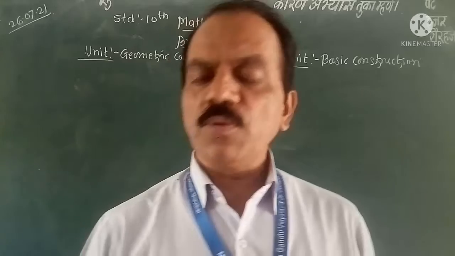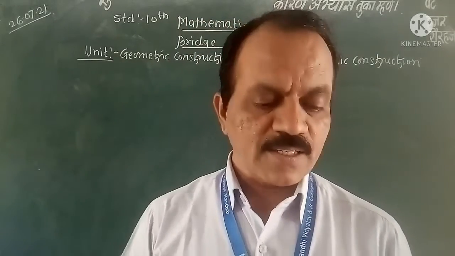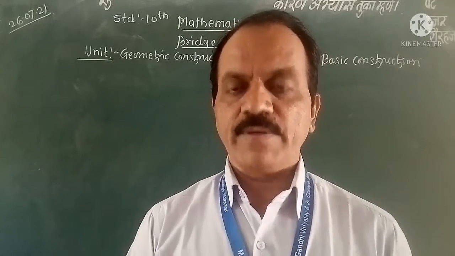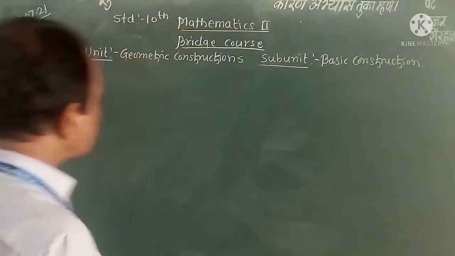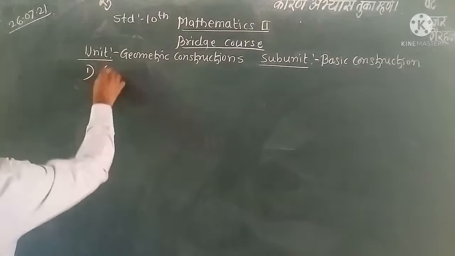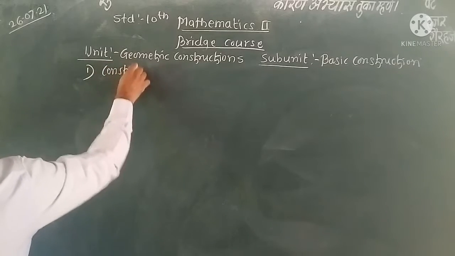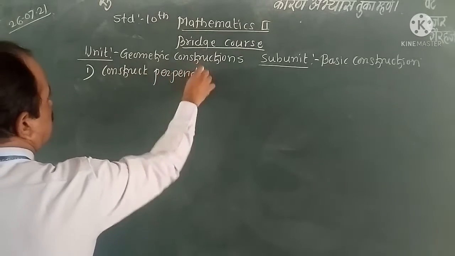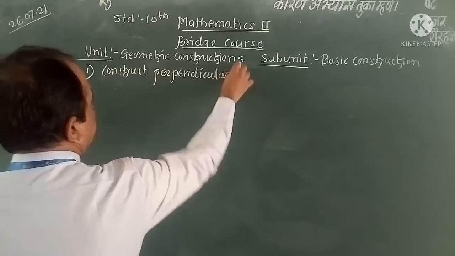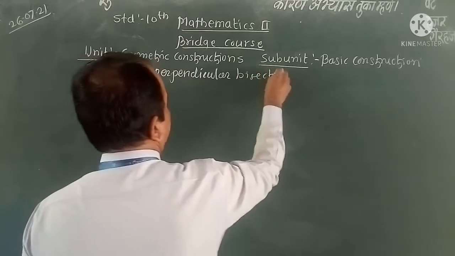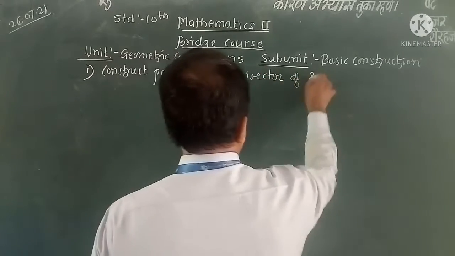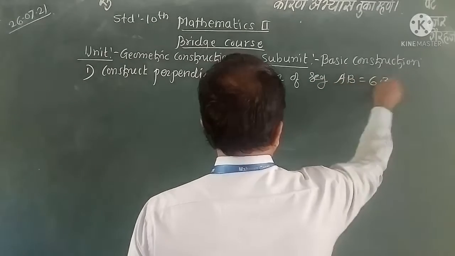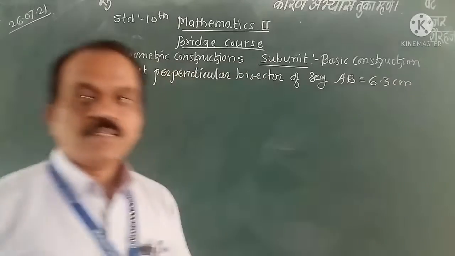For that purpose we consider here the first construction: draw a perpendicular bisector of a given segment. First construction is: construct perpendicular bisector of segment AB is equal to 6.3 cm.